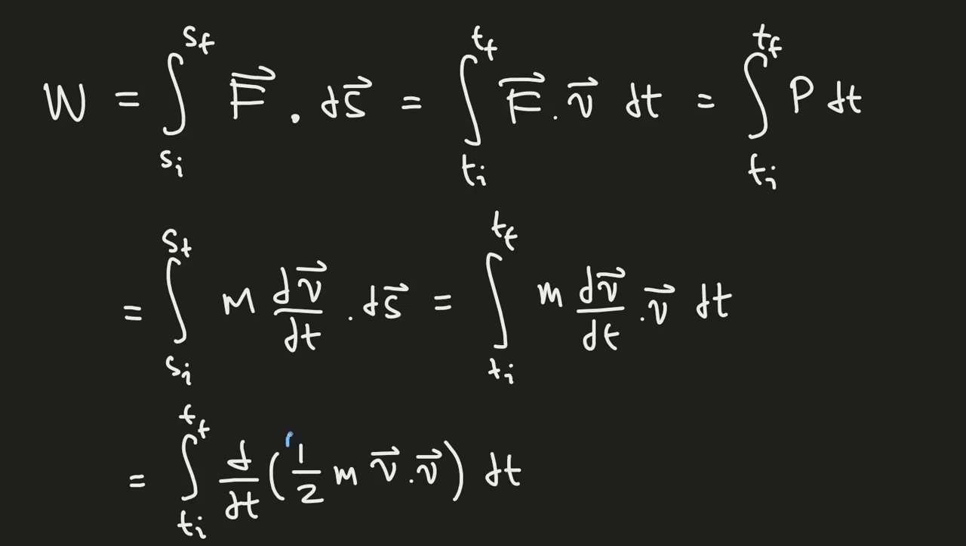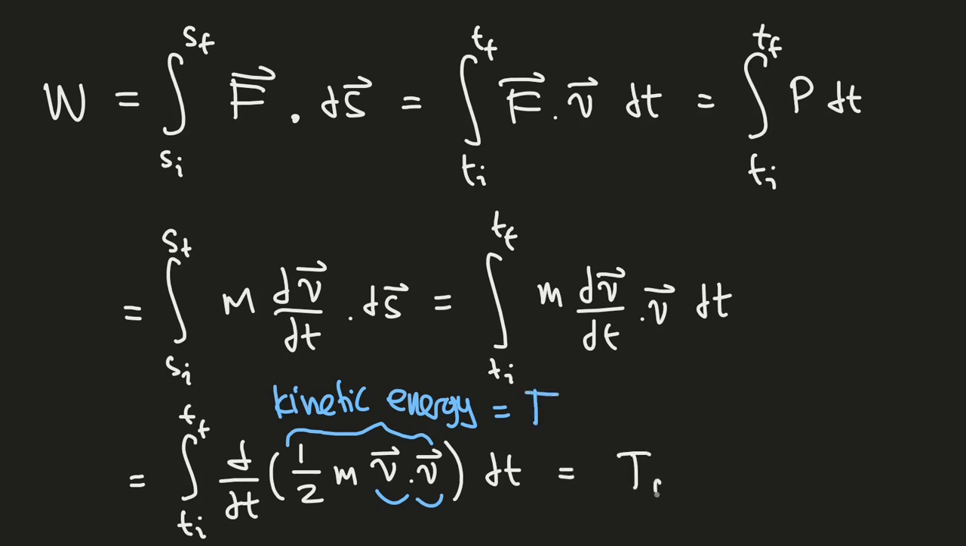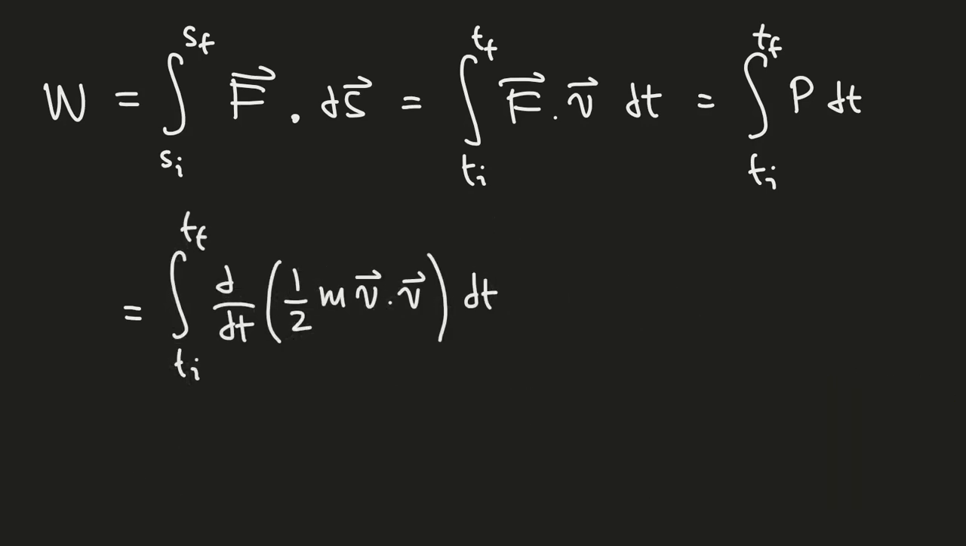Inside this differentiation, we have the kinetic energy definition because of this factor inside, and I denote this as T, which is this integral by the fundamental theorem of calculus. We will have the result T final subtract T initial, which is known as the work-energy theorem. So the final result remains like this.